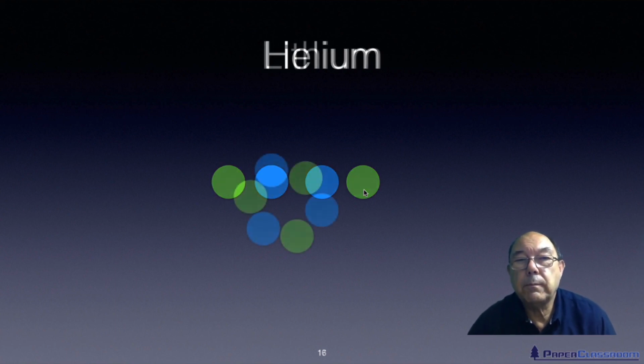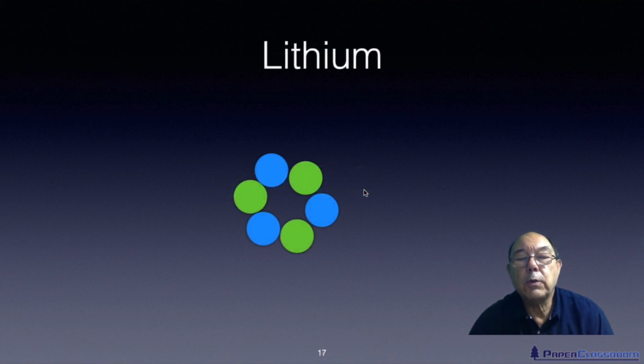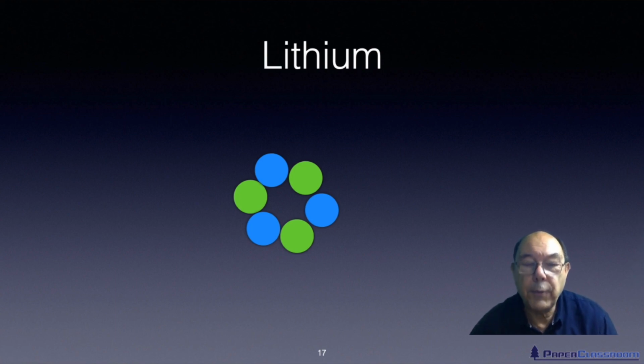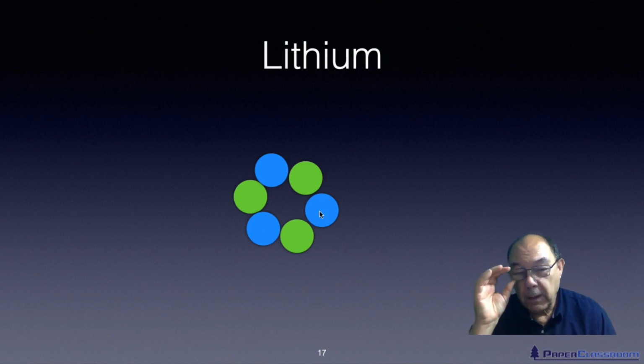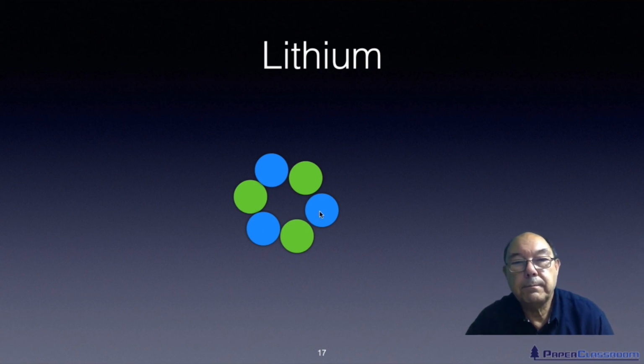Okay, let's do that again with another element. Let's look at lithium. Lithium is atomic number 3. So here we have 3 protons because it's atomic number 3, and it has 3 neutrons. Each of those particles weighs 1 atomic unit, so altogether 1, 2, 3, 4, 5, 6. Atomic mass of 6.